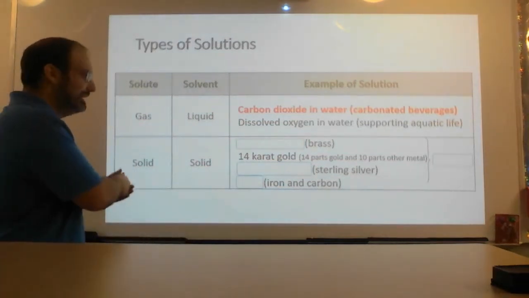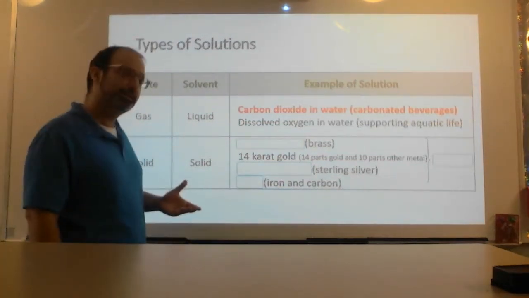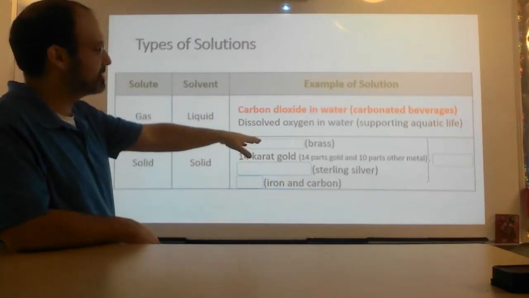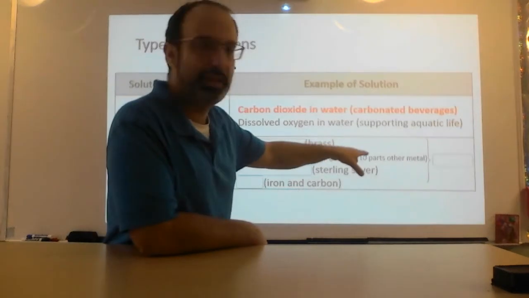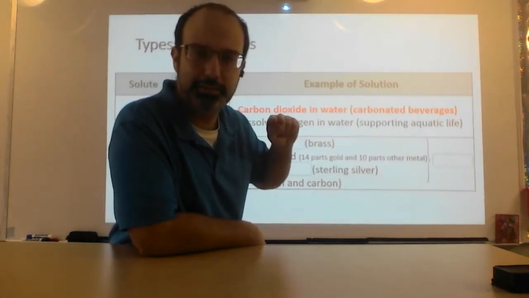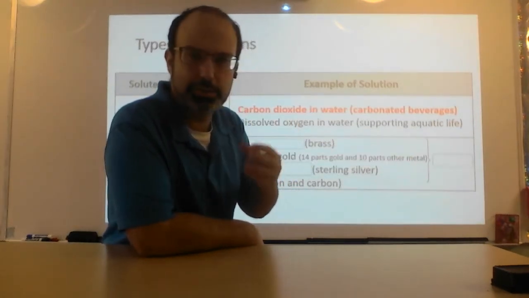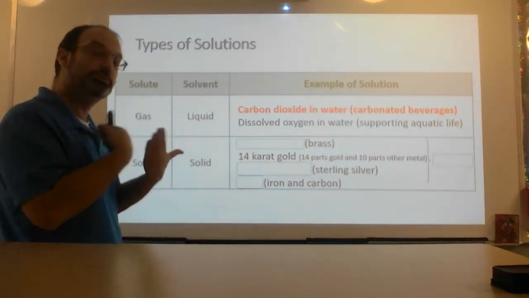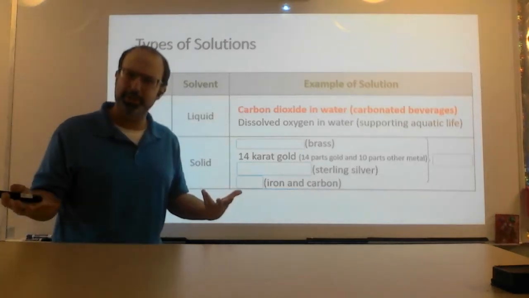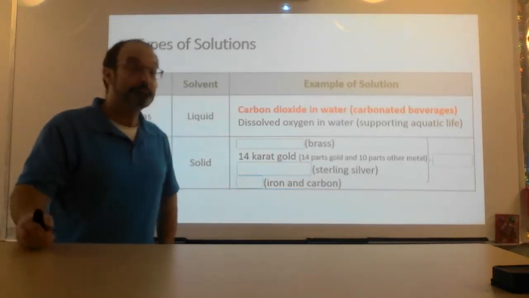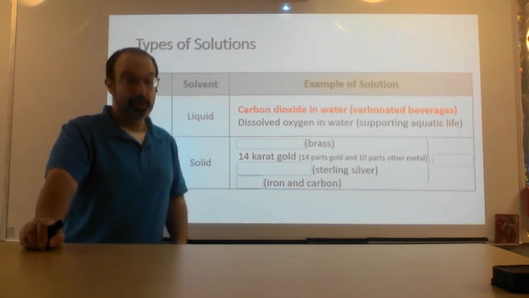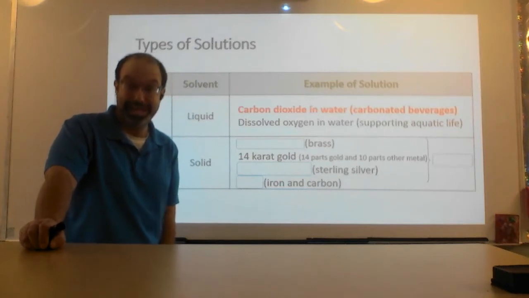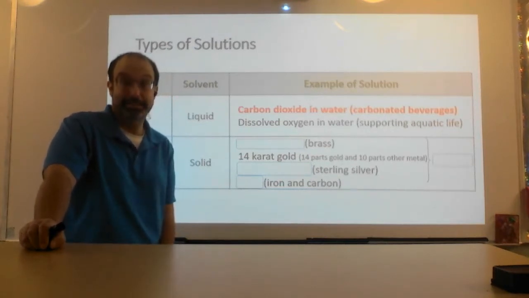Okay, solid in solid? Look at some of the examples here. 14 karat gold is 14 parts gold and 10 parts other metal. 14 karat gold, 18 karat gold, 10 karat gold. What this tells you is the ratio of solvent to solute. Why would we make a mixture of gold and other metals? Gold itself is, A, expensive, and B, fragile. It will melt in your hand.